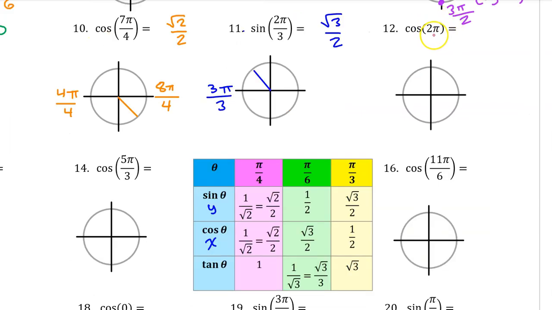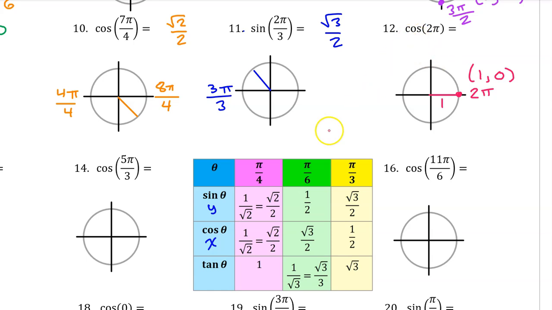2 pi is one of these angles that lands right on the lines. We know that pi is on the left and 2 pi is right here on the right. When we land on the lines, we use coordinates. So this is the unit circle. So we are 1 unit to the right, so the x-coordinate is 1. Because we are right on the x-axis, the y value is 0.